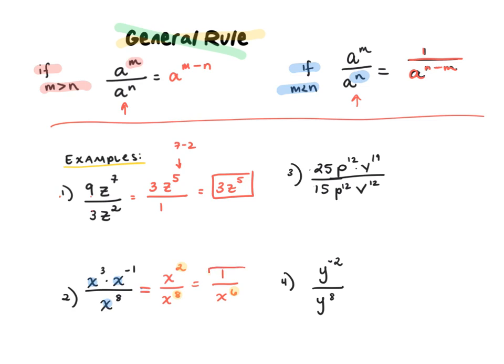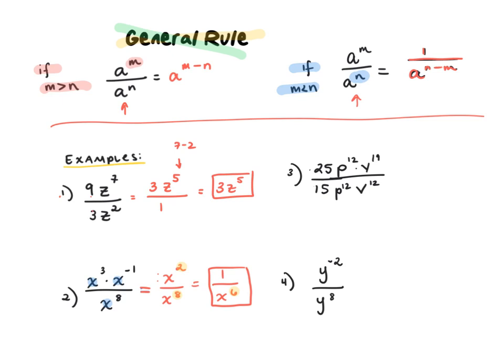Just make sure you put a 1 in the numerator. If there was nothing else here, if there was more stuff, it would still be in the numerator, but there's nothing, so you have to put a 1. That x to the 6 can't magically come up to the numerator. It's still in the denominator. Okay, so let's do the next one.